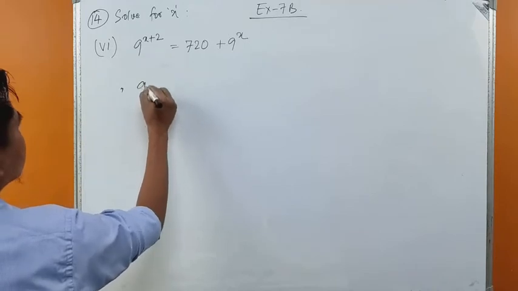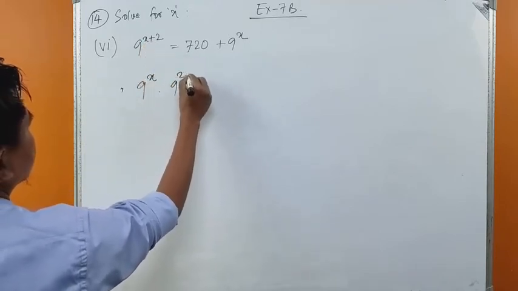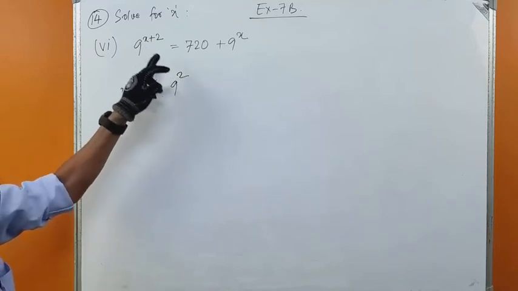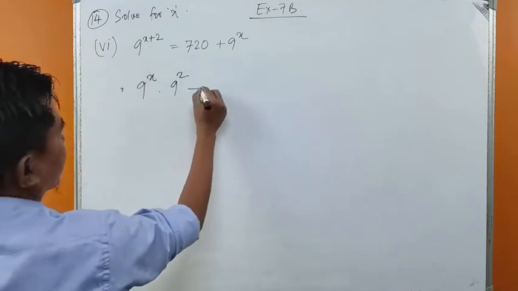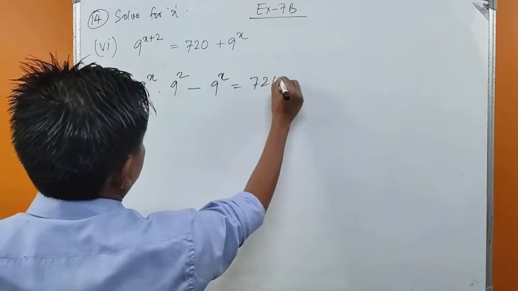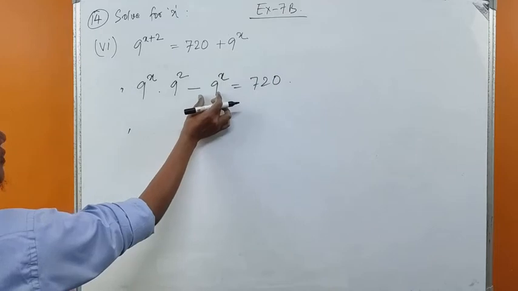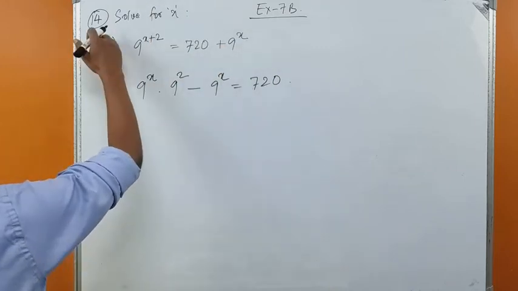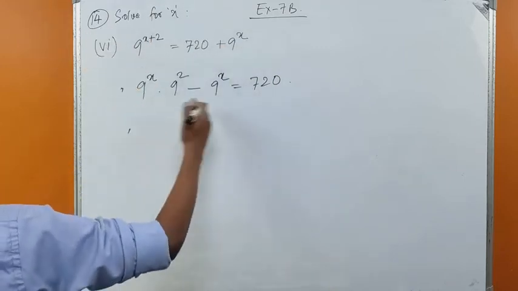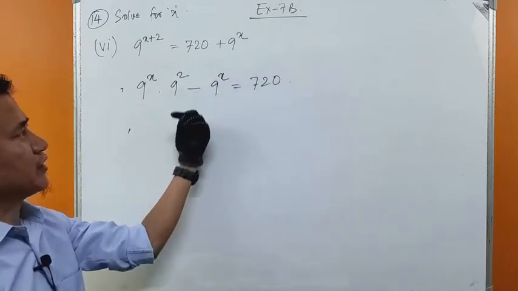Or this can be written as 9 to the power x into 9 squared. Same base, power gets added, x plus 2. So minus 9 to the power x equals 720. This plus 9 to the power x becomes minus 9 to the power x when we bring it to the left hand side, okay?